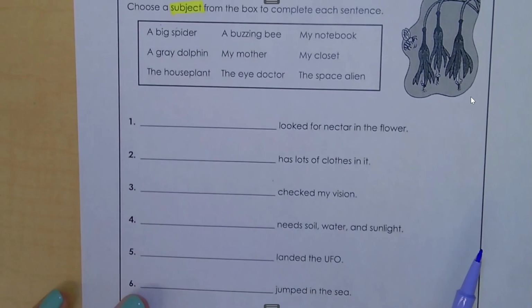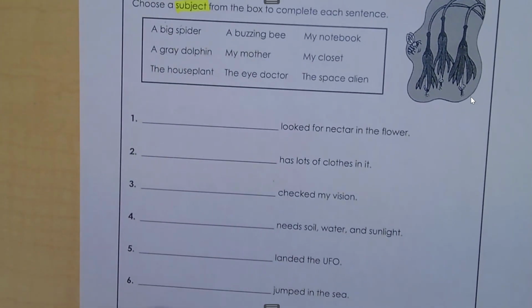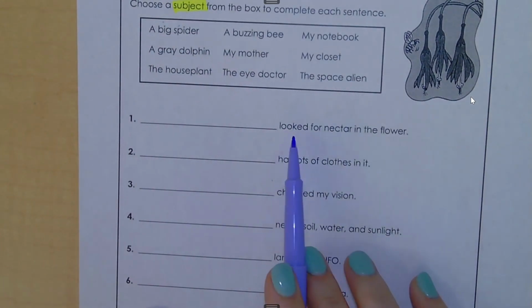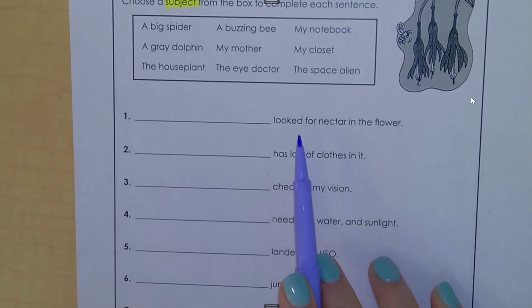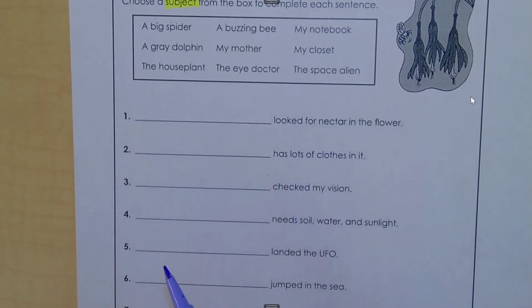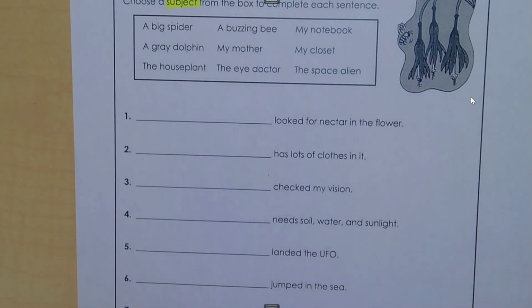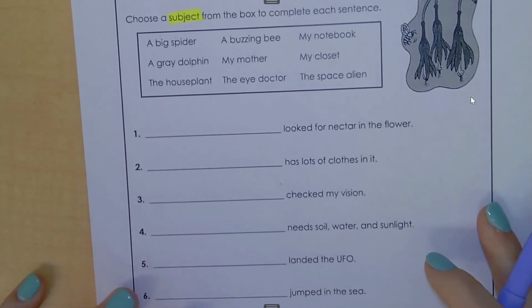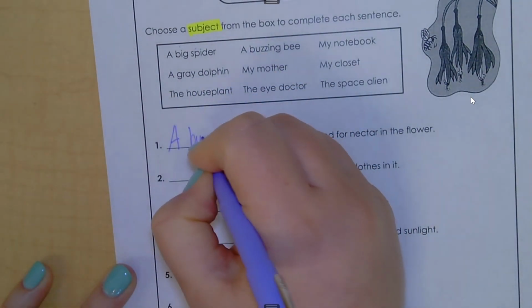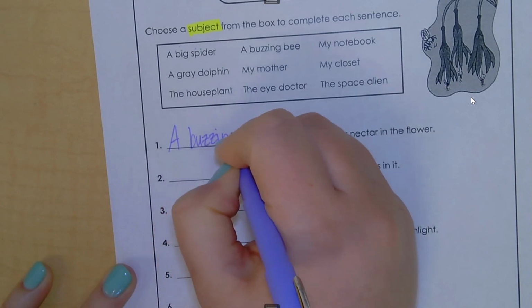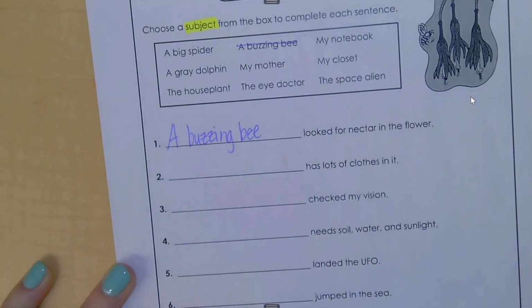So now we're going to read the predicate and decide which subject fits that sentence, okay? The predicate is everything following the subject, all right? So, looked for nectar in the flower. What would look for nectar in a flower? Well, a bee, okay? So the subject of this sentence is a buzzing bee. Okay.